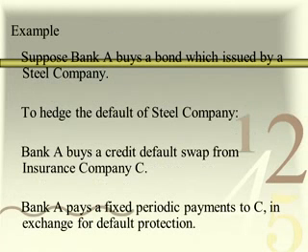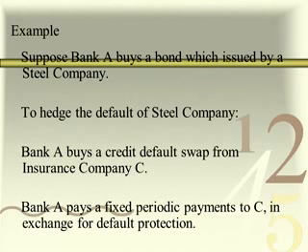Just a little word example. Suppose Bank A buys a bond which is issued by a steel company, and they want to hedge against default of the steel company. This was a big issue back in the late 80s, early 90s, because steel companies were going bankrupt right and left. Bank A buys a credit default swap from an insurance company, C.